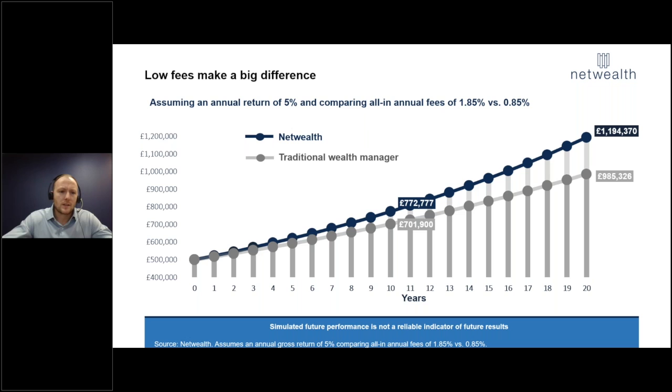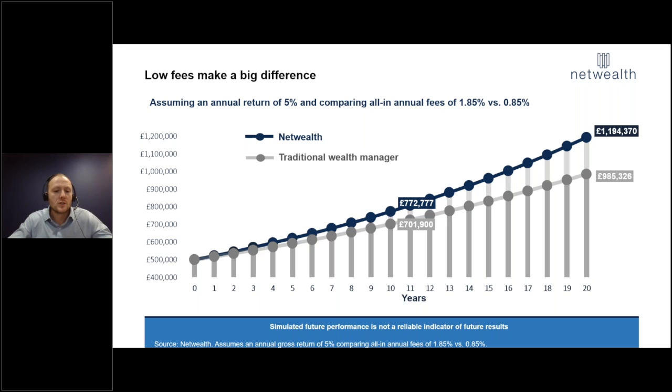The final thing I wanted to talk about was just the difference fees can make. And again, it's something I touched on earlier, but always worth reiterating. It's just the difference, certainly over time, that a relatively small headline change in fees can make. So here we just compare our fee level versus the sort of fee level you might see from a traditional wealth manager. We look at £500,000 invested at the start. We look at growth over 20 years. And in both cases, you're looking at a gross annual return of 5%.